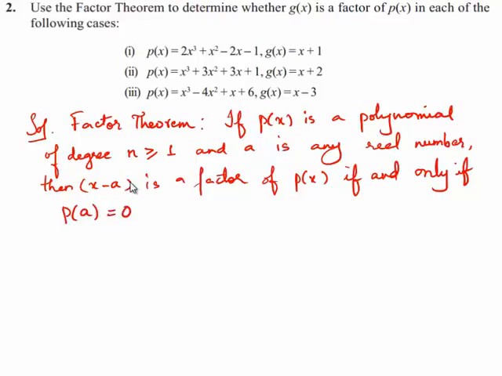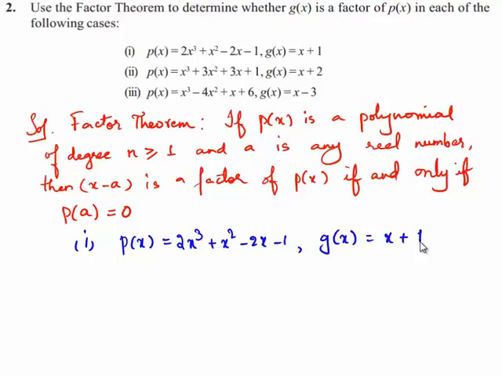So let us find the 0 of the polynomials, and hence if we show P of a is equal to 0, then x minus a will be the factor of the given polynomial P of x. So the first polynomial given as P of x is equal to 2x cube plus x square minus 2x minus 1, and the other one is g of x is equal to x plus 1. So first let us find the 0 of the polynomial. It is obtained by equating g of x is equal to 0, which gives x plus 1 is equal to 0, which is x is equal to minus 1.